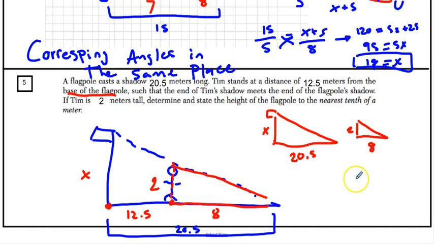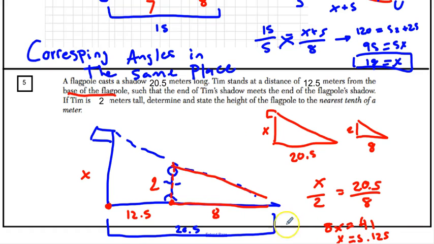Okay? So now we're going to set up our ratios. X is to 2 as 20.5 is to 8. We get 8x is equal to 41. Divide by 8 and you get x is equal to, let's put that in the calculator, 5.125. All right, and that is your answer. That is how tall, 5.125 meters. All right, you always put your units. And that is all our answers, okay?